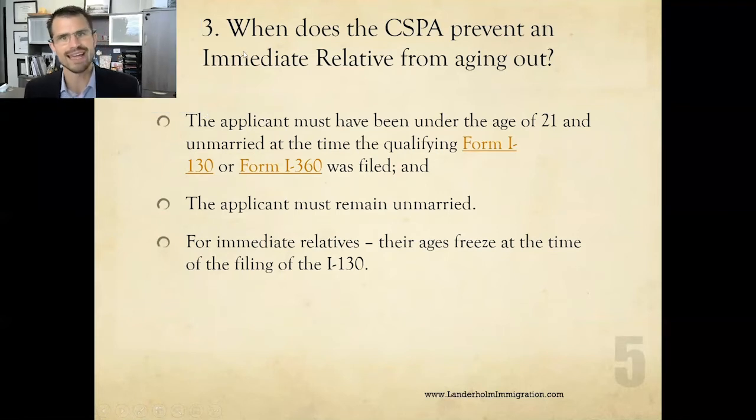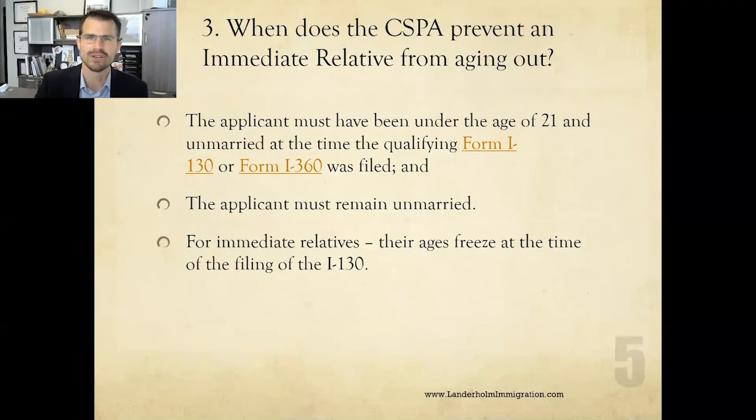So my next question, and really one of the key questions, is when does the Child Status Protection Act prevent an immediate relative from aging out? If you're a U.S. citizen and you're filing for a minor child, they are a quote unquote immediate relative. And so if the applicant was under the age of 21 and unmarried at the time of the filing of that petition, the I-130, for example, and if the applicant remains unmarried, then they're good. Okay? So for immediate relatives, their ages freeze at the time of the filing of the I-130.